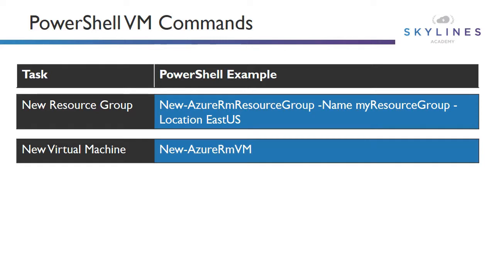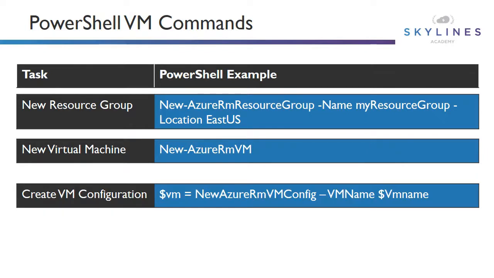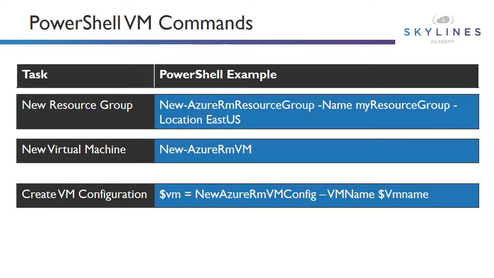Next, we've got our new virtual machine. This is a very simple command, New-AzureRmVM. However, it only works if you give it a virtual machine configuration. You need to provide names for each of the required resources. So the resource group name that it's going to go in, the name of the virtual machine, its location, etc. In order to do that, you use the create VM configuration commandlet, which is New-AzureRmVMConfig, and pass it the VM name and other parameters as well.